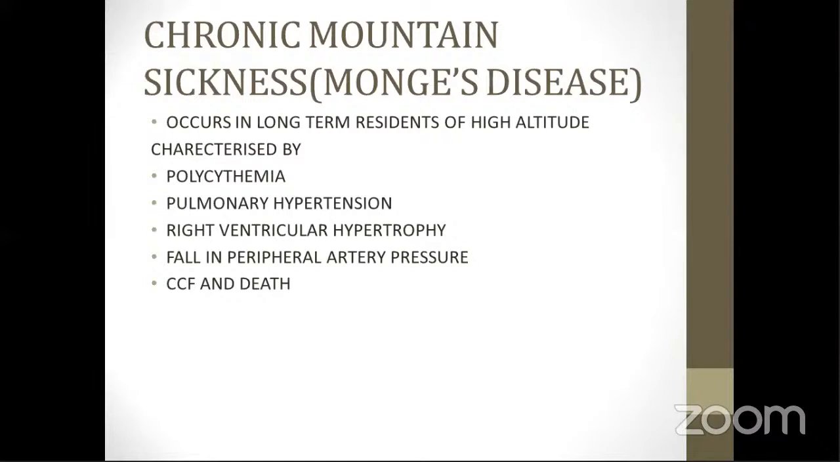Okay. And next is chronic mountain sickness. It is also known as Monge's disease. This chronic mountain sickness is seen in long-term residents of high altitude, and is characterized by exaggerated features of the adaptation changes. We have seen several adaptation or acclimatization changes occurring in these long-term residents, and when those features are exaggerated, in extreme cases of severe hypoxia, it will cause damage to the tissues, and even death. The changes are polycythemia, pulmonary hypertension, right ventricular hypertrophy, fall in peripheral artery pressure, congestive cardiac failure, and death. So these are the features of chronic mountain sickness.